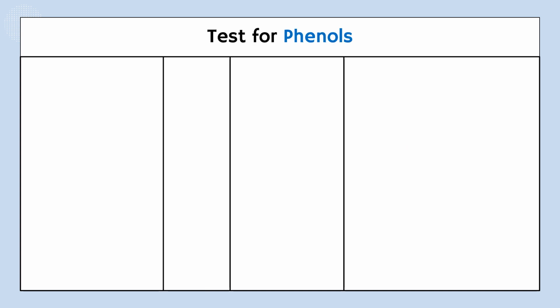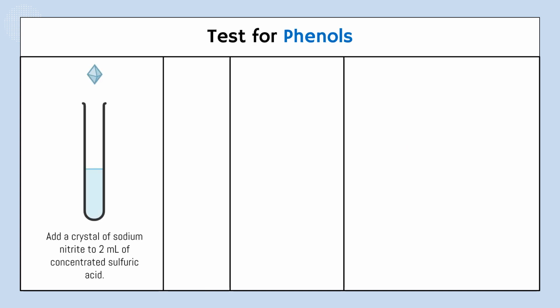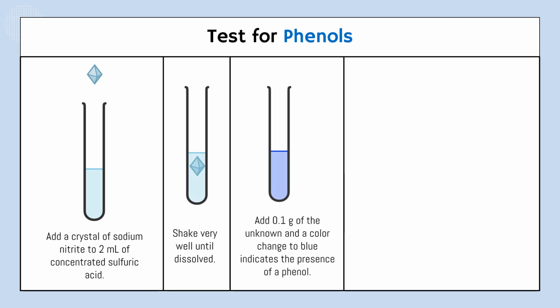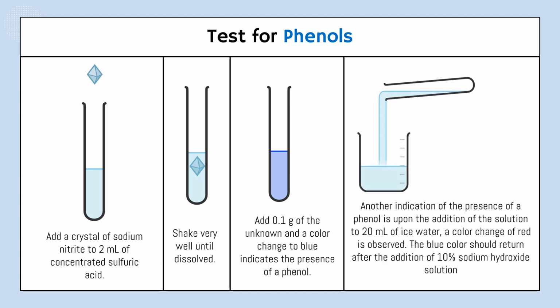Now the test for phenols. Adding a crystal of sodium nitrite to 2 milliliters of concentrated sulfuric acid, then we shake it very well until it is dissolved. Adding 0.1 grams of our unknown, the color should change to blue, which will indicate the presence of a phenol. Another indication of the presence of a phenol is upon the addition of a solution to 20 milliliters of ice water. A color change to red should be observed. The blue color will return after the addition of 10% sodium hydroxide solution.